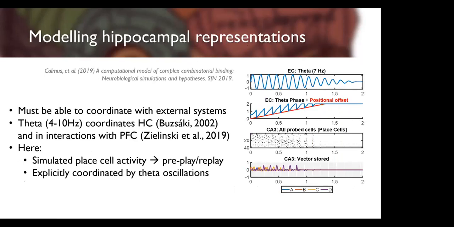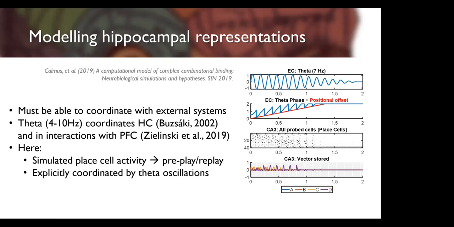For a hippocampal model to have a useful computational role within a broader model of human cognition, it must be able to flexibly coordinate with external systems. Oscillatory activity has a known role in local and long-range coordination within and between regions of the brain, particularly in the hippocampus. On the right, we can see the output of a simplified hippocampal model, which is capable of serving a useful role in a broader model of sequence processing.